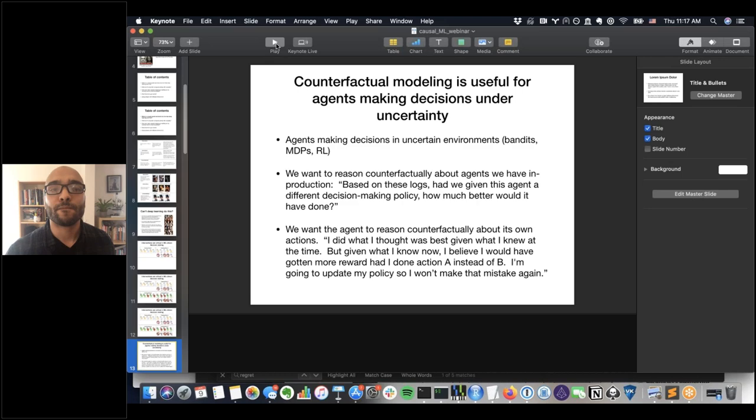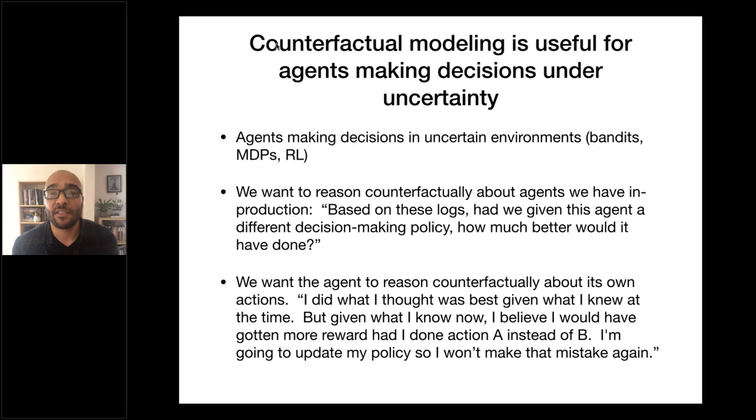Counterfactual modeling is also useful for agents who are making decisions under uncertainty. So I'm talking about bandits, Markov decision processes, reinforcement learning. What we want with these agents is to reason counterfactually about their performance in production. So I have my agent that's making decisions on my website, for example. I look at the logs and I say, okay, here's what the agent did, here's the response it got, here's the reward, right? And it's making decisions based on this policy.